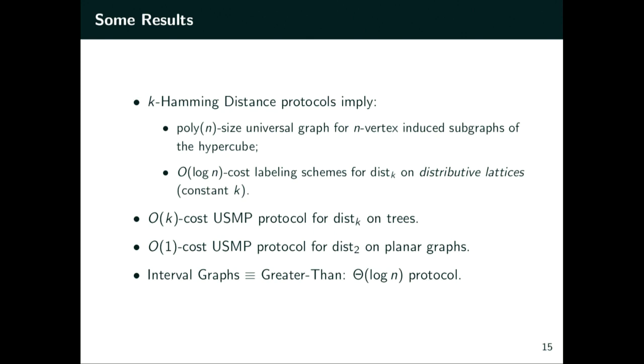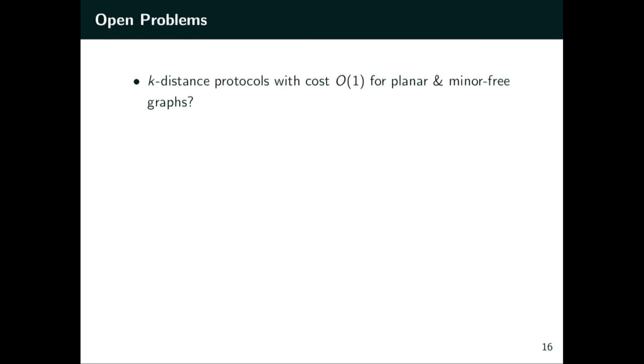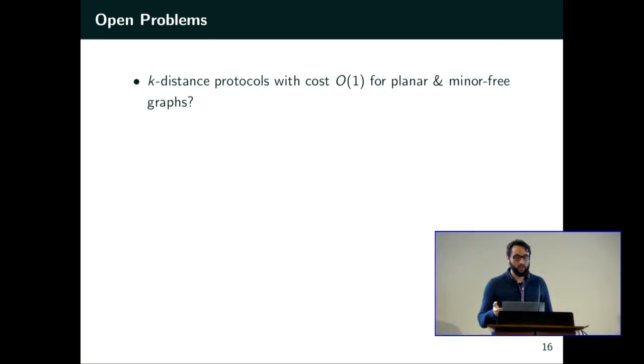And we can also show that interval graphs are essentially equivalent to the greater-than problem in communication complexity, which means that there are upper and lower bounds on the randomized and deterministic communication protocols of log n. And so I think some of the most interesting things about this model are things that will hopefully come in the future. So I'm going to mention a few of the open problems.